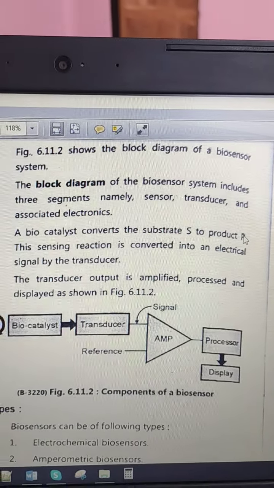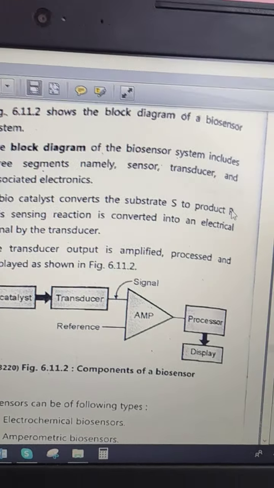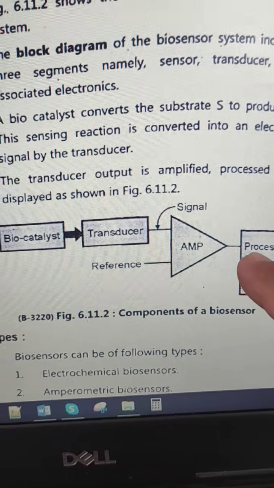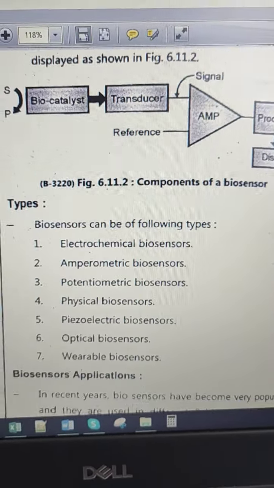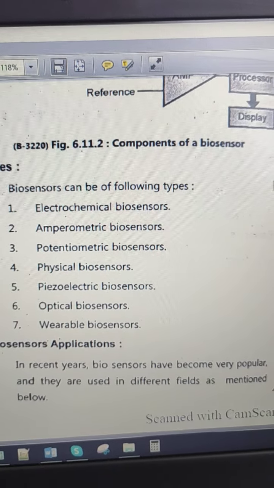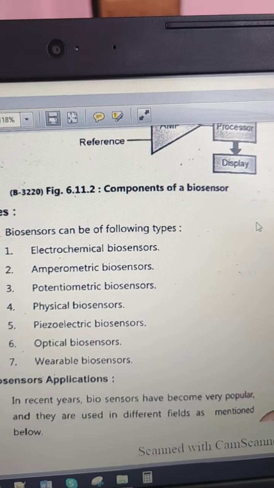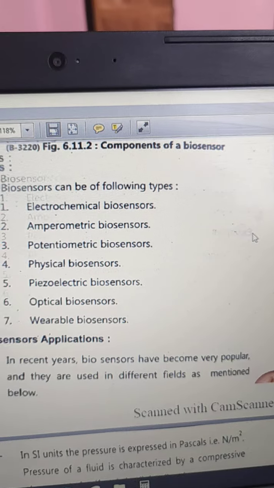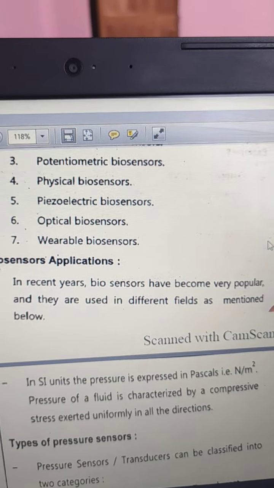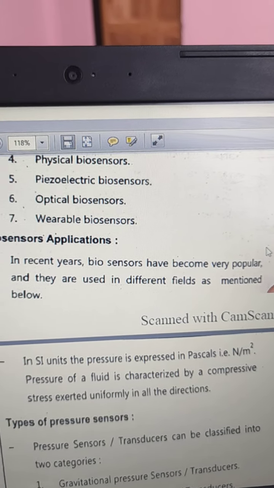Whatever is converted from S to P is applied to the transducer, which converts it into an electrical signal. Then it is amplified by the amplifier, applied to the processor, and then we display the output. Types of biosensor: electrochemical, amperometric biosensor, potentiometric sensor, physical biosensor, piezoelectric sensor, optical biosensor. Biosensor application: in recent years biosensors have become very popular and they are used in different fields.